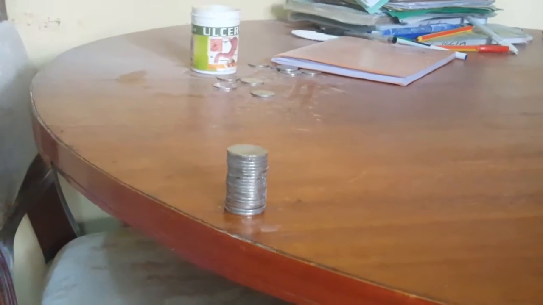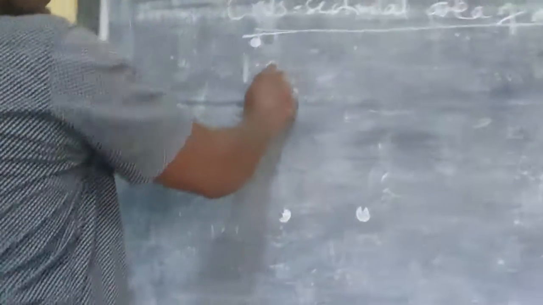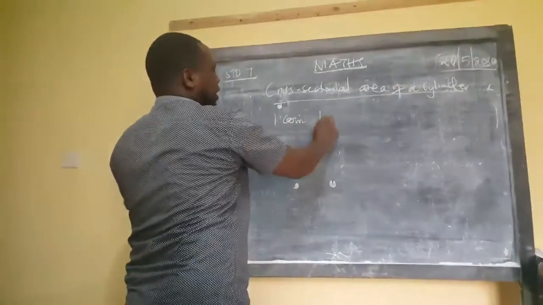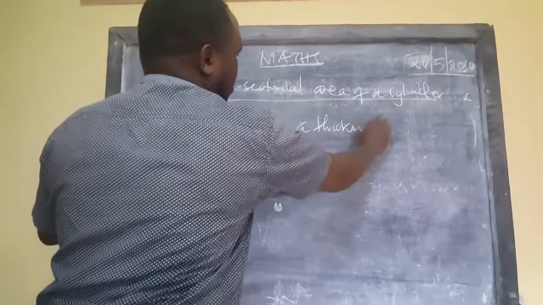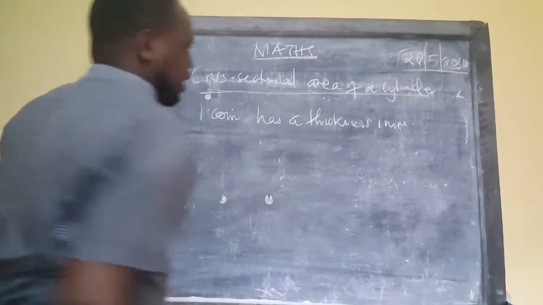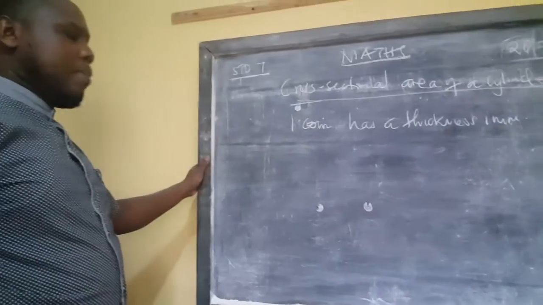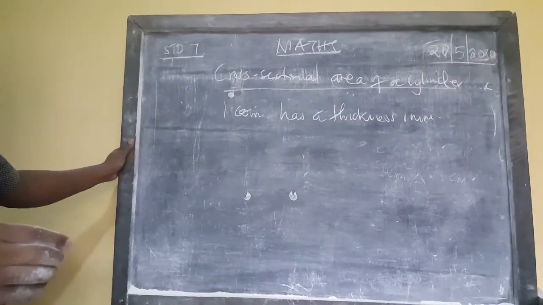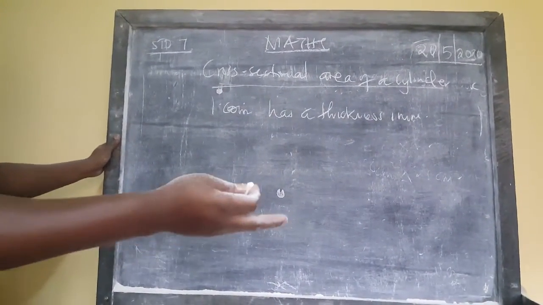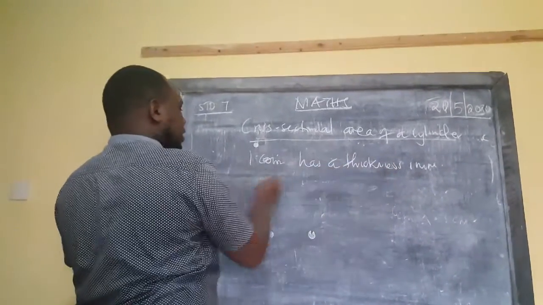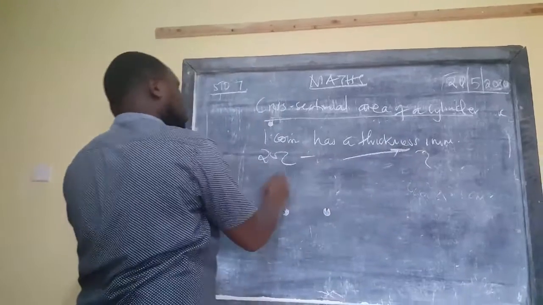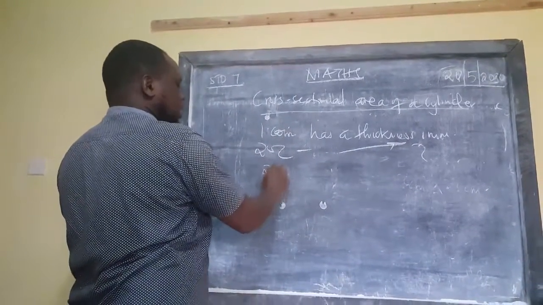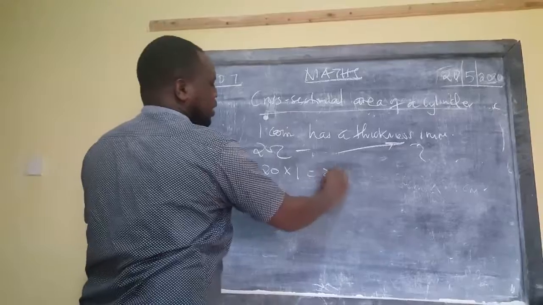In our 20 coins now, we have said one coin has a thickness of 1 millimeter, written like that: 1 mm. If one is 1 millimeter, then 20 coins will be equal to what? We multiply: 20 times 1, that is 20 millimeters.